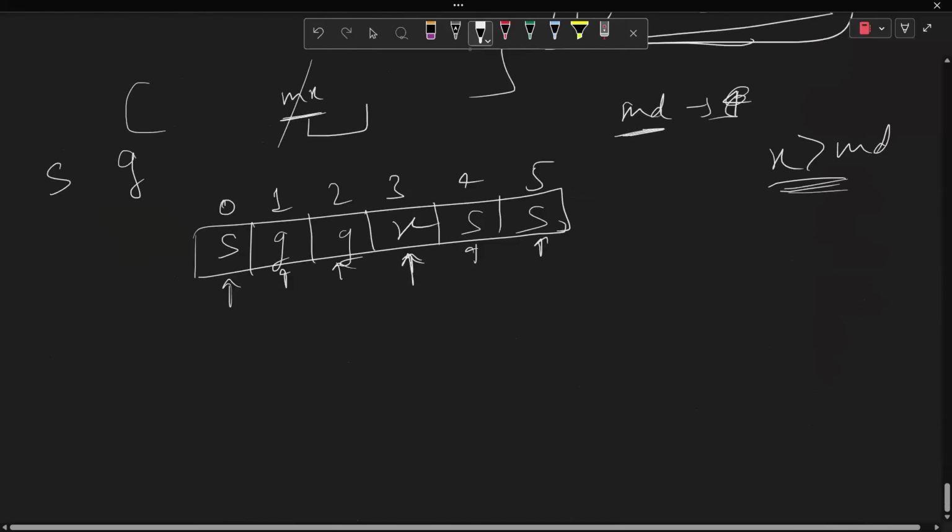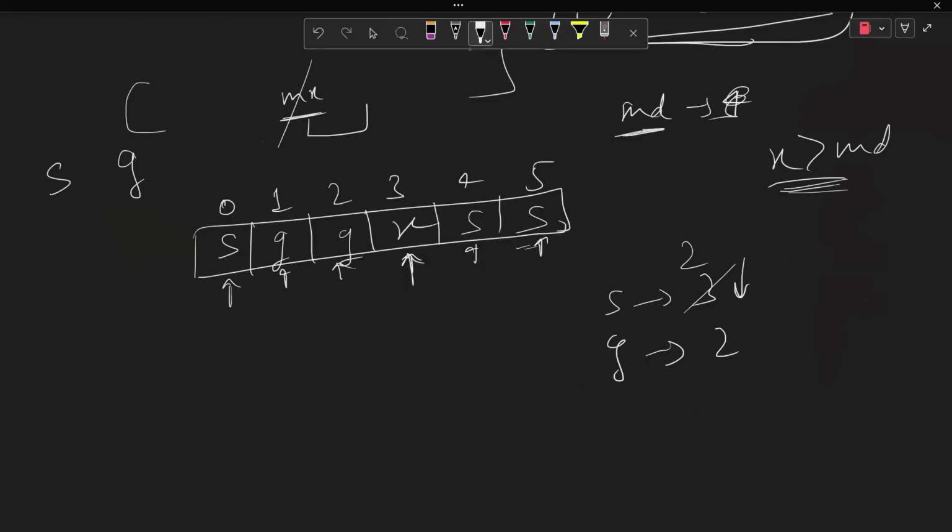Now what you need to do is reduce these smaller elements. Here you have three smaller elements and two greater elements. You need to reduce this. If you can make this 3 to 2, you are done. You can just make this x the median. So when can we do this?